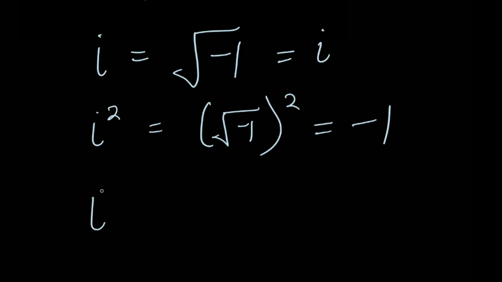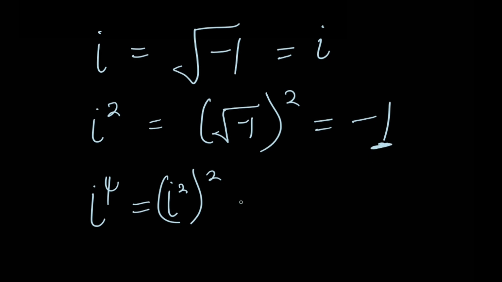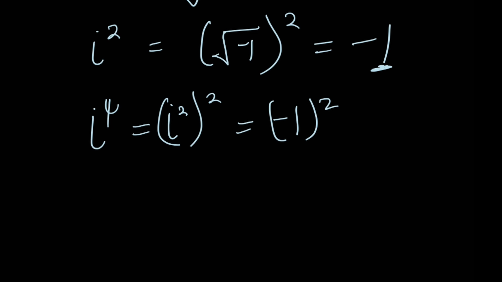So we know i to the power 4 is the same as i squared all squared. And i squared here is -1, right? So we can say it is equal to (-1) squared. So therefore we can say i to the power 4 is equal to 1 because (-1) squared is 1.